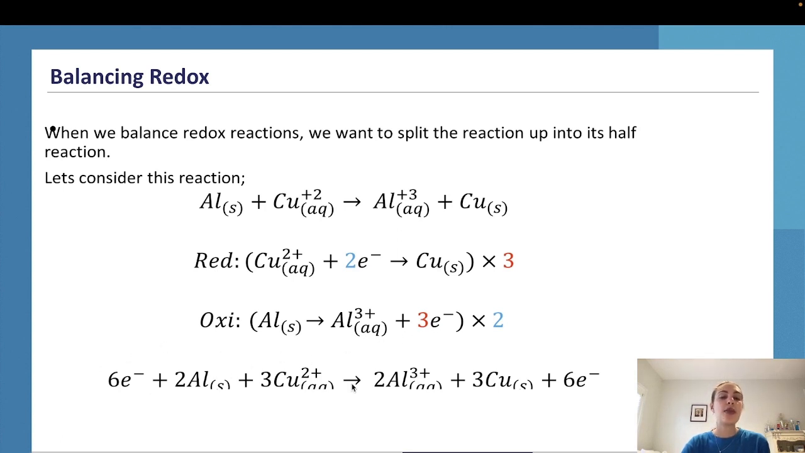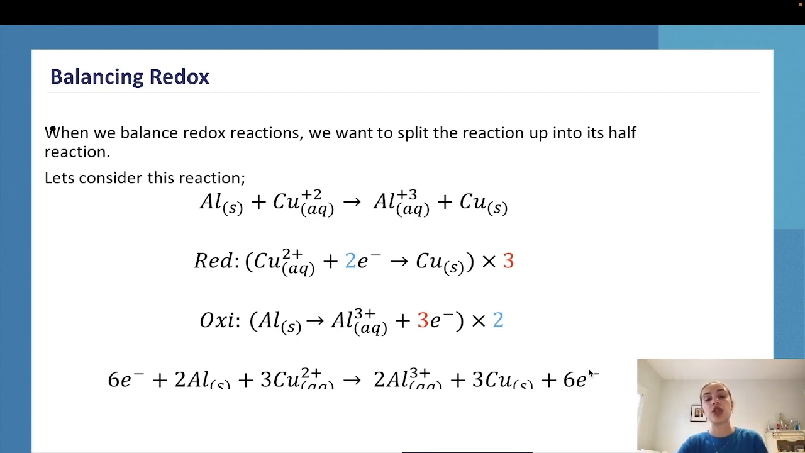If we add those two reactions together to make one entire reaction, we can put all the reactants on one side and all the products on the other side. So when we do that, we get 6 electrons plus 2 aluminium solid plus 3 copper 2+, and that's going to make 2 aluminium 3+ plus 3 copper solid plus 6 electrons.